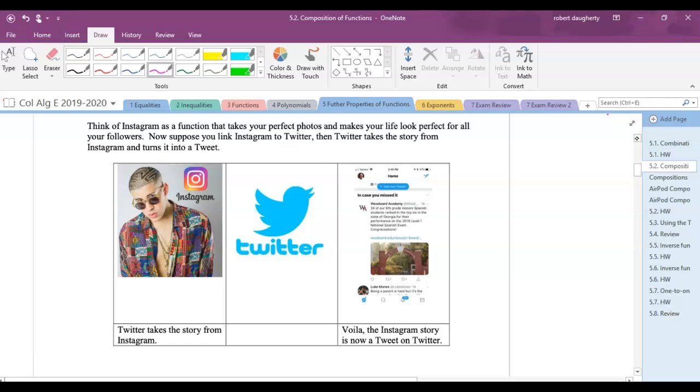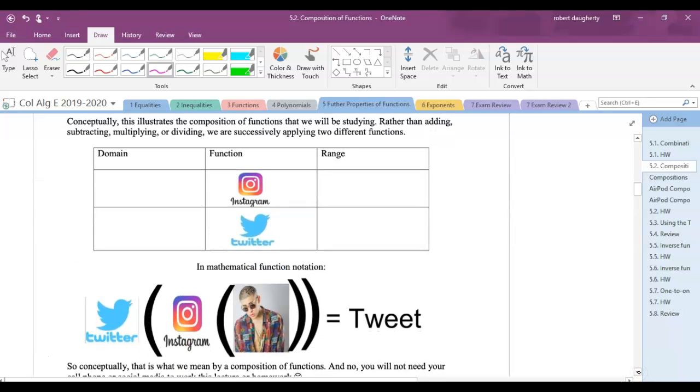So in mathematical terms, we'll get to see that in just a minute, but it's very clear that I started with one function that took a photo and created a story on Instagram. The next function took the story on Instagram and created a tweet. So these functions happen one after another. Which function happened first? Instagram. And then the output of Instagram went into Twitter. So I had two consecutive functions happening at different times. So let's look at this.